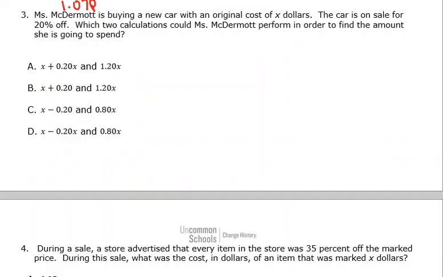Okay, moving right along. Miss McDermott is buying a new car with an original cost of X dollars. The car is on sale for 20% off. Which two calculations could Miss McDermott perform in order to find the amount she is going to spend? All right, read it one more time. Miss McDermott is buying a new car with an original cost of X dollars. So this is my original. I'll just draw a little arrow to original. The car is on sale for 20% off.